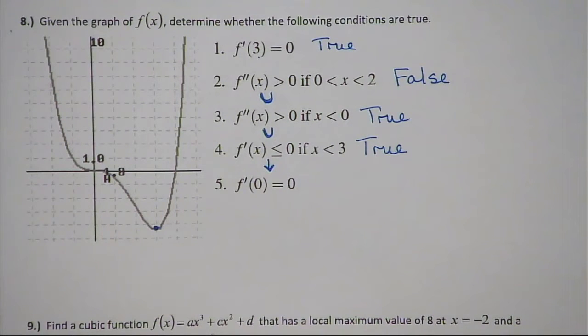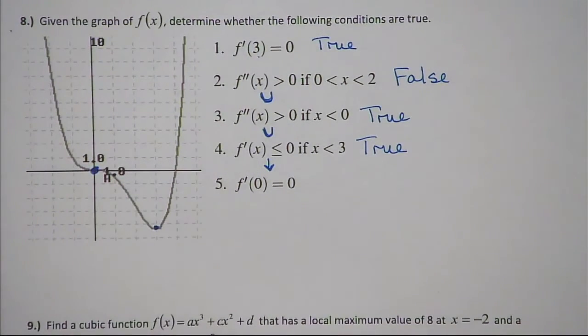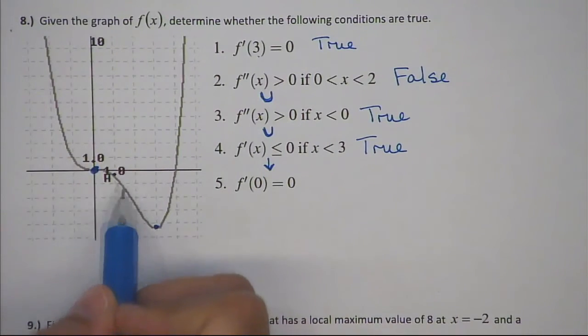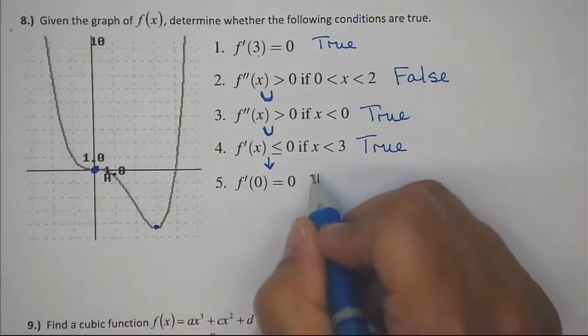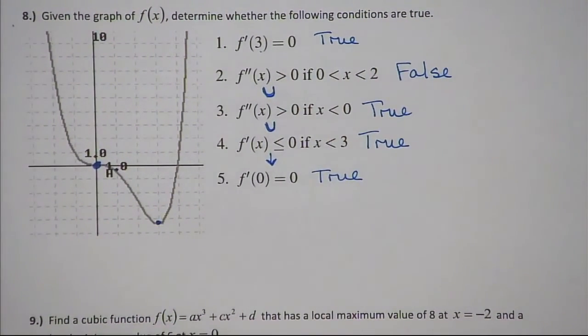And lastly, is the derivative of 0 0? Right here, does that have a derivative of 0? Yes, it's got a horizontal tangent line right there. It's a point of inflection, but it does have a first derivative of 0, so that one is true as well. Okay, so that's looking at a graph.